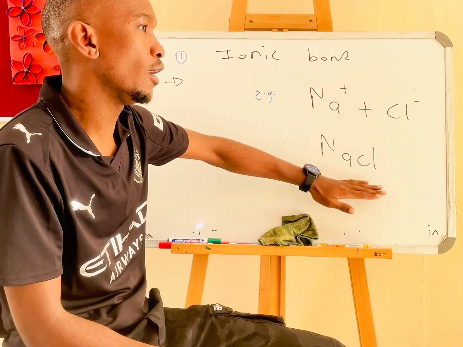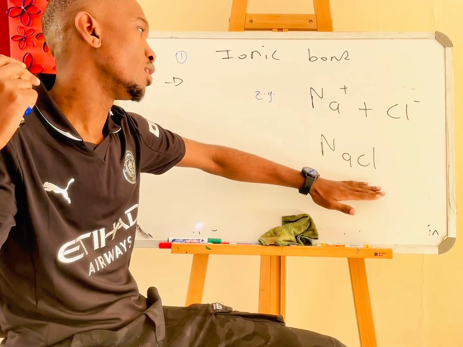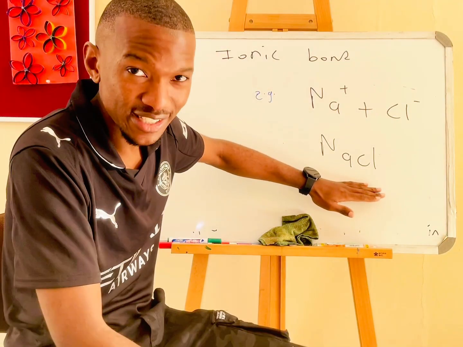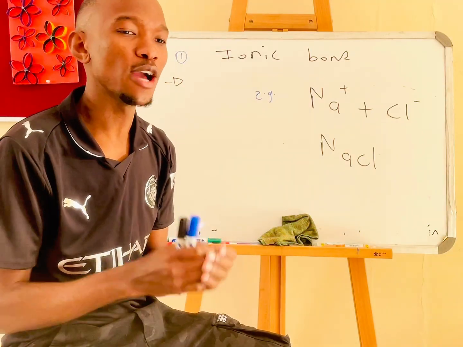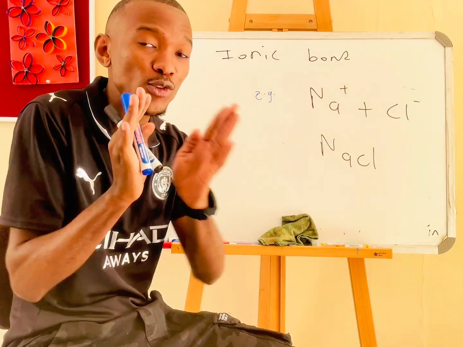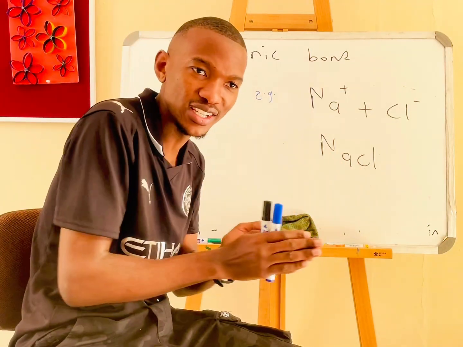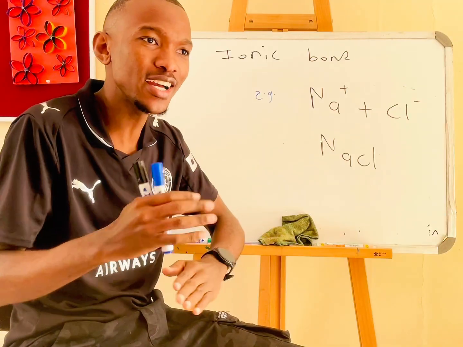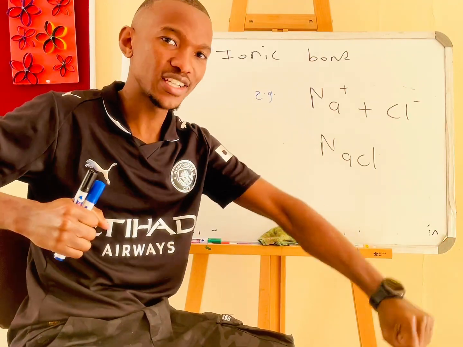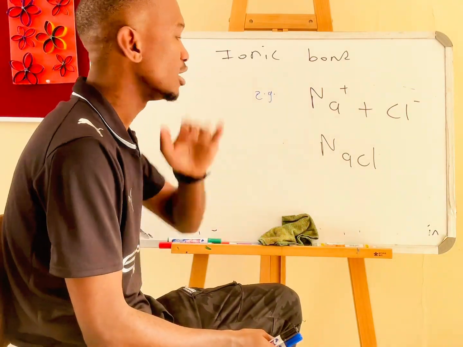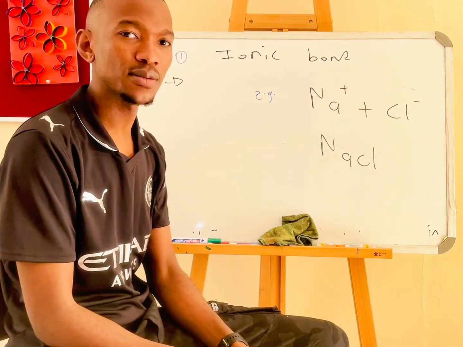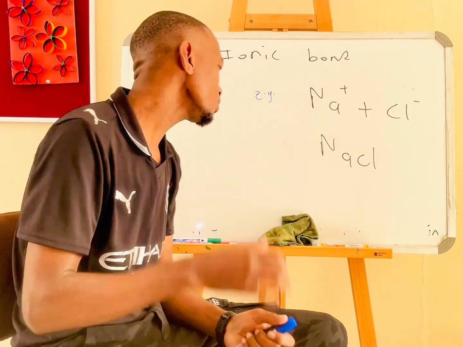This is an example of an ionic substance, an ionic compound. I hope you guys are now able to make your own ionic substances, ionic compounds. You get it? Every time you take a metal and a non-metal, you will create an ionic substance or ionic compound. Okay, good stuff.